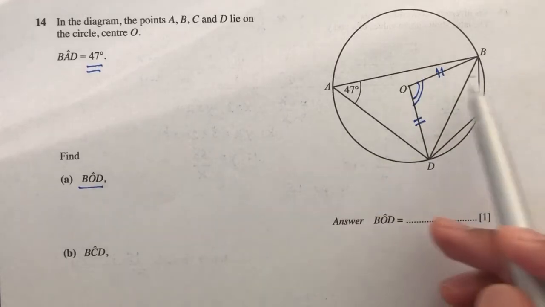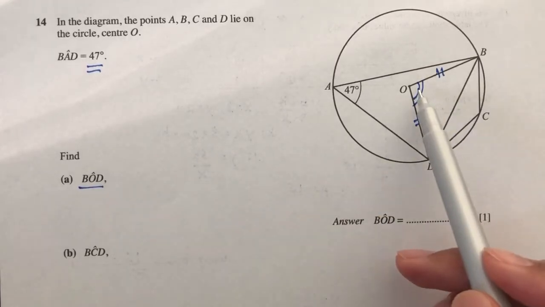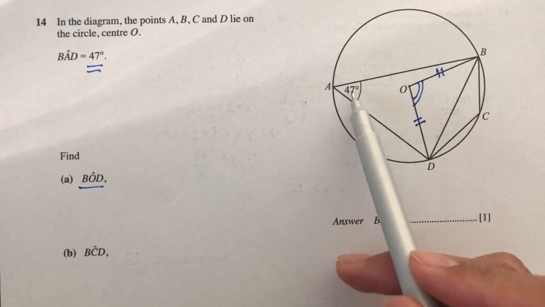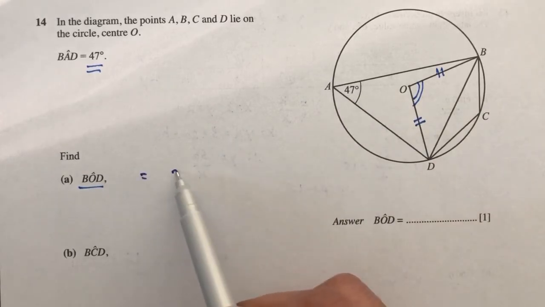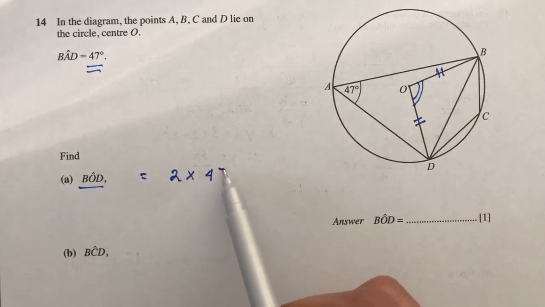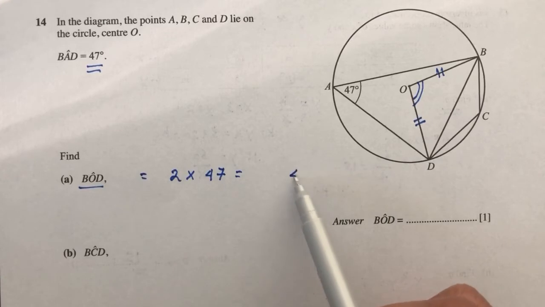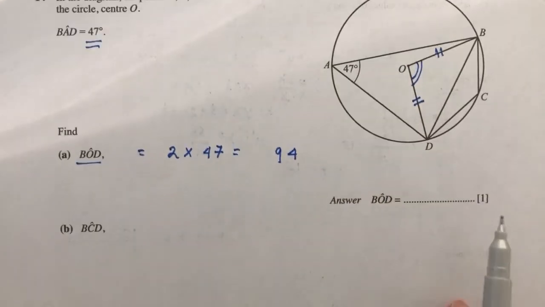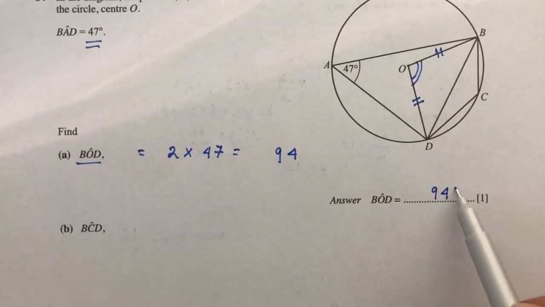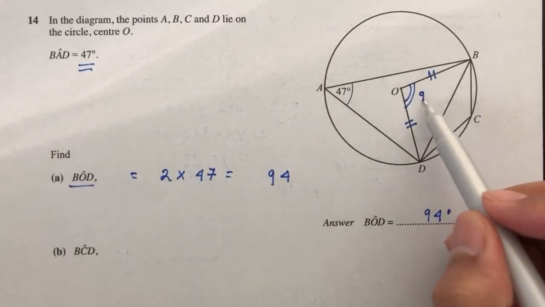So here we have to use a rule actually. Angle at center is always twice the angle at circumference. So BOD is equal to 2 times angle at circumference. That will be 94. So 94 degrees will be this angle.